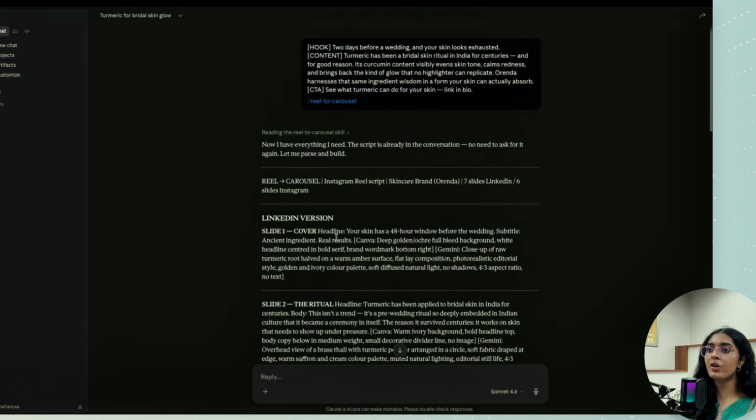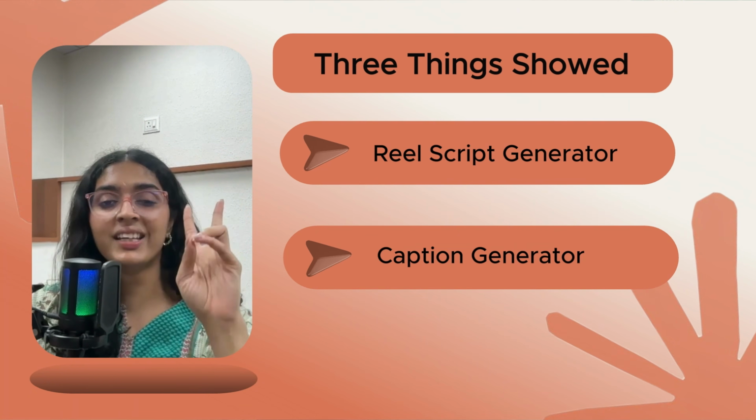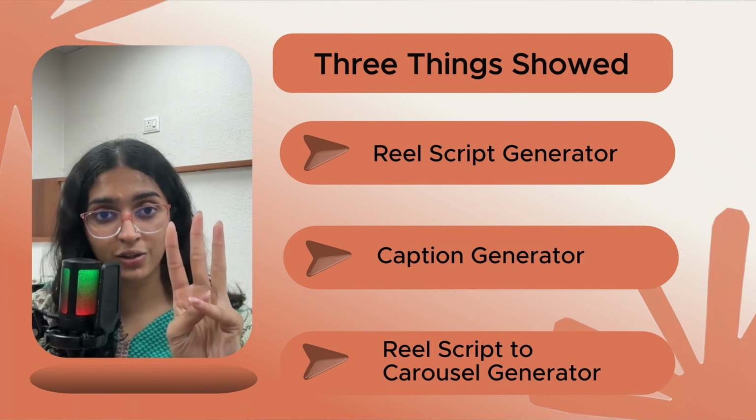Alright, so this is how you can create a carousel, a reel to carousel skill, and a carousel with existing content. Now, this thing is not just for converting reels to carousels. You can actually do carousel to reel. You can do full-fledged blogs to podcast scripts to whatever content is in your head and whatever content you would like to translate. So in here, I've showed you three things. One, a reel script generator. Second, a caption generator. And a reel script to carousel generator.